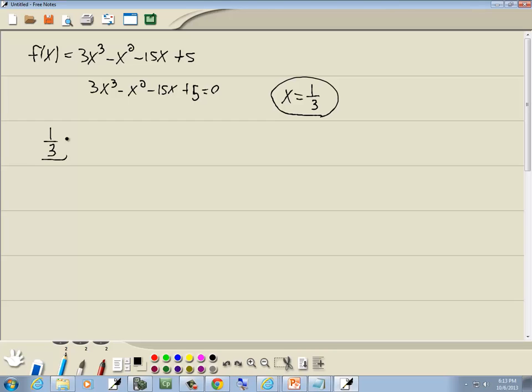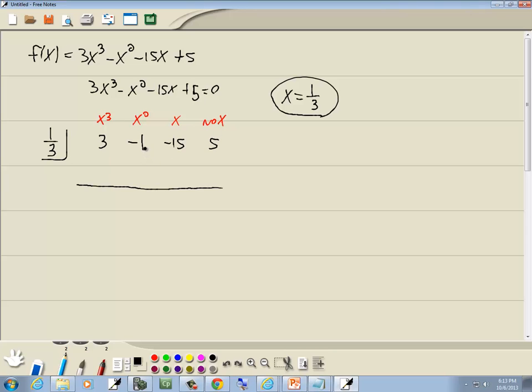So we're going to take the one answer we found, we're going to plug it in synthetic division. We put the 1/3 in the box in the upper left-hand corner. We look for our largest power, which is x to the third. So we're going to have an x to the third, we'll have an x squared, x, and no x, our constant term. Now we'll write down the number that's in front of the x to the third, which is 3. Number in front of our x squared, which is -1. Number in front of our x, which is -15. And our number at the end, which is 5.